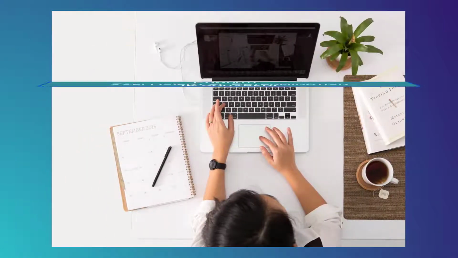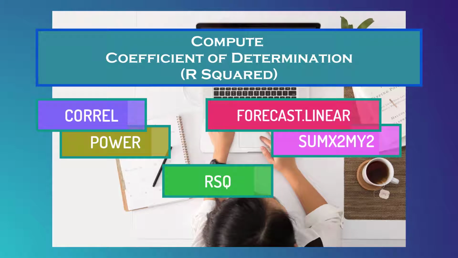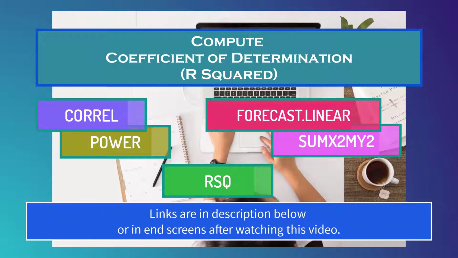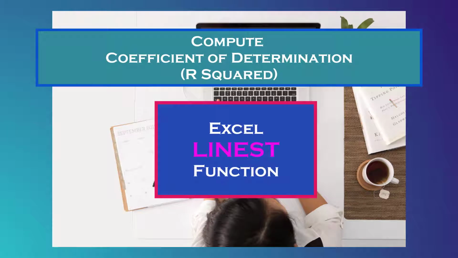From other videos, we obtained the coefficient of determination or R-squared by using Excel functions. The links of those videos are in the description below and also in the end screens after this video. This time, we will calculate R-squared using another Excel function, which is the LINEST function. So stay tuned.